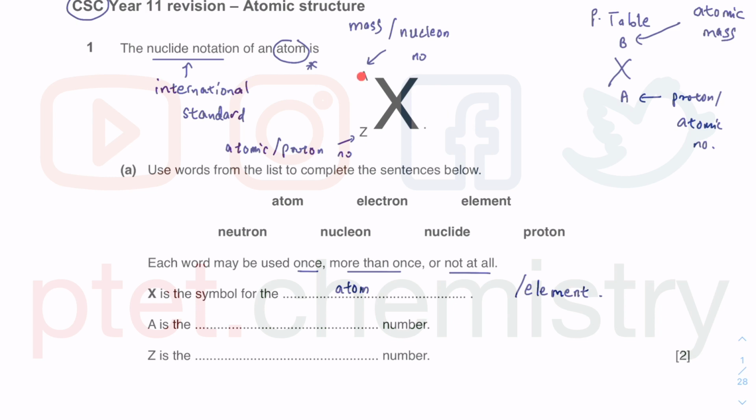Now this number on top is the mass or nucleon number. Out of these options, there is no mass, and they say use words from the list. So you don't come up with new terms, you just use whatever is on the list. So the number on top, there's A, is called nucleon number or mass number. The number at the bottom will be the proton number or the atomic number. There's no atomic number given in the options, so I'll stick with proton. There's no mass number given in the options, so I'll stick with nucleon, for that 2 marks.